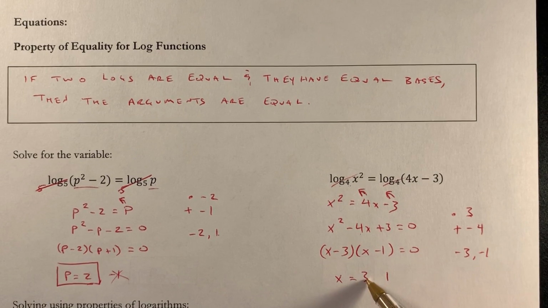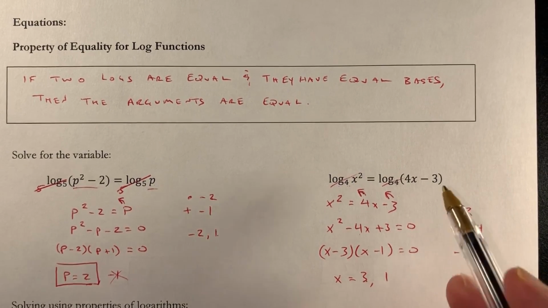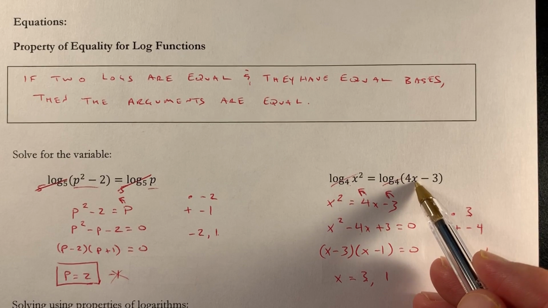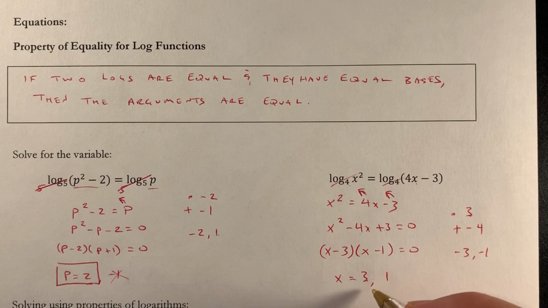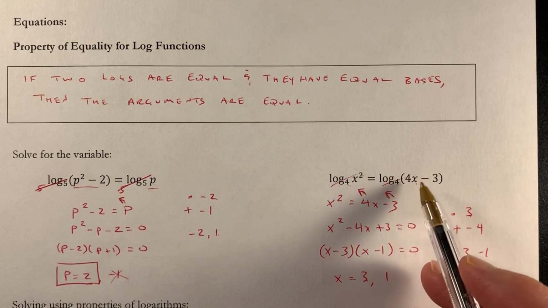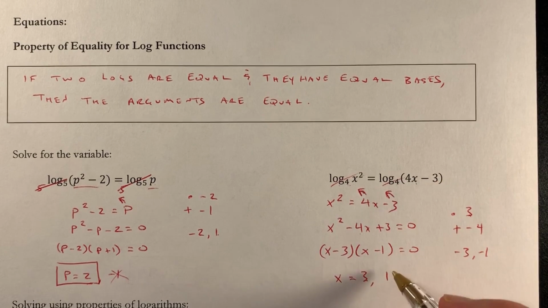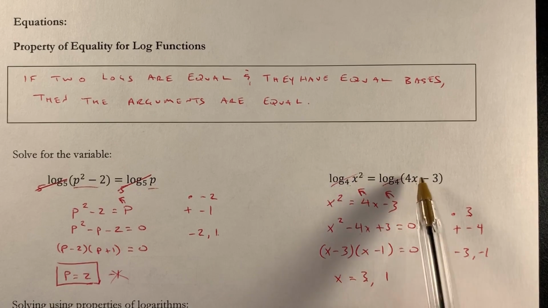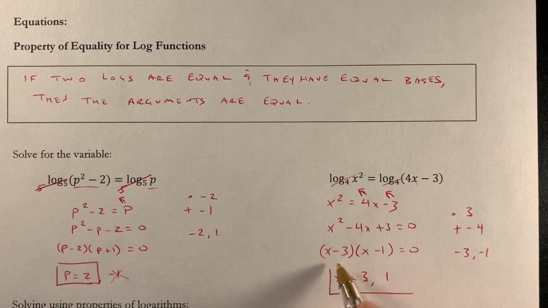Now, if I plug in this 3, 3 squared is 9. That's positive. Okay, so that's good so far. 4 times 3 is 12, minus 3 is 9. That's positive. So 3 checks out. If I put in a 1, 1 squared is 1. That's positive. 4 times 1 is 4, minus 3 is 1. That's also positive. So 3 gives me a positive argument on both sides. 1 gives me a positive argument on both sides. So I get to keep both solutions this time.